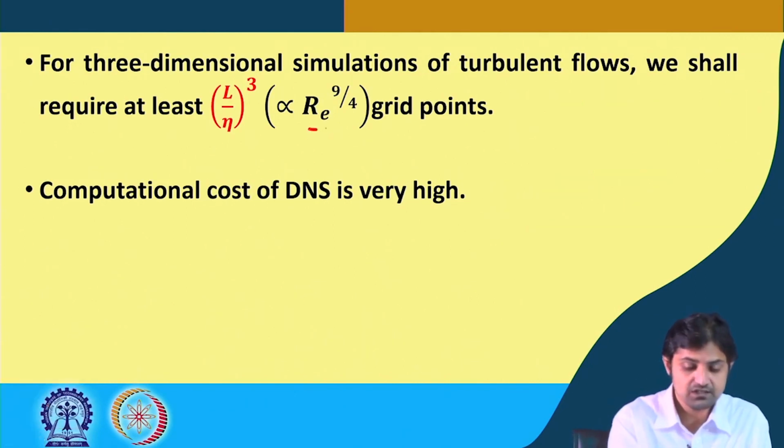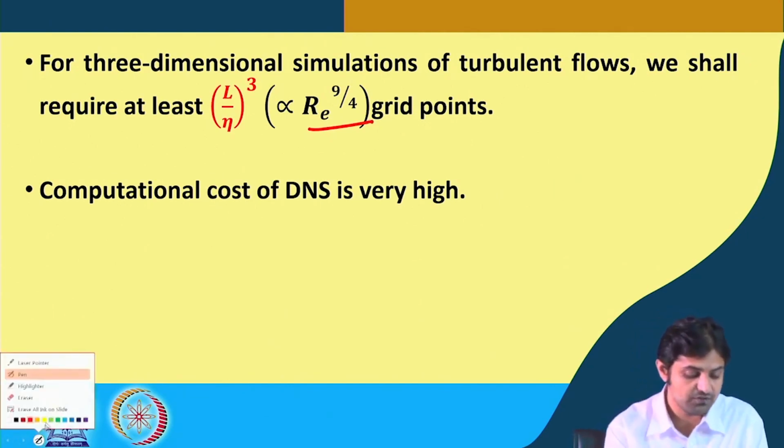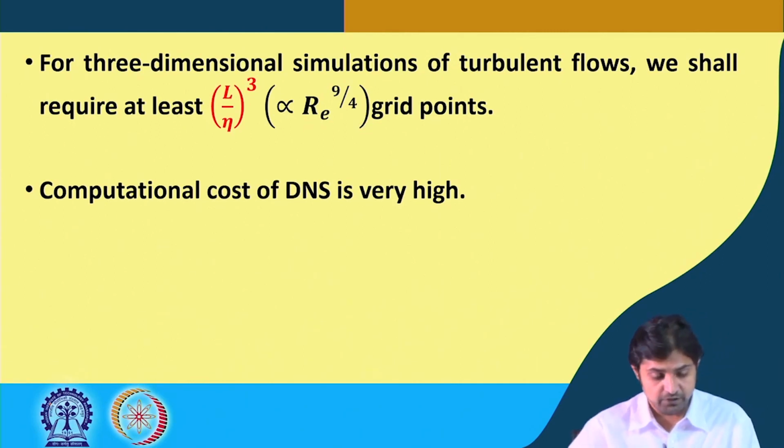So, these things like Re to the power 9 by 4, Re to the power 3 by 4, those are the values which you must remember. Therefore, the computational cost of DNS is very high. Alright.